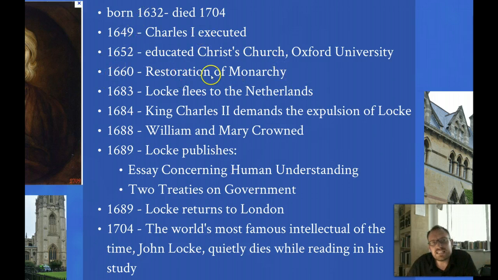In 1660, the monarchy was restored, which meant that Cromwell's revolution failed and the monarchy was reestablished. Now, in 1683, Locke flees to the Netherlands. He's forced to flee because another king in the restoration of the monarchy, King Charles II, demanded the expulsion of Locke, even though Locke was already in the Netherlands. Why? King Charles II, after the restoration, was actually a Catholic.